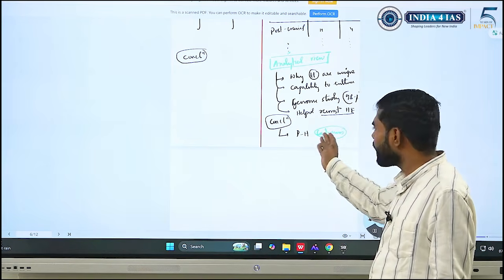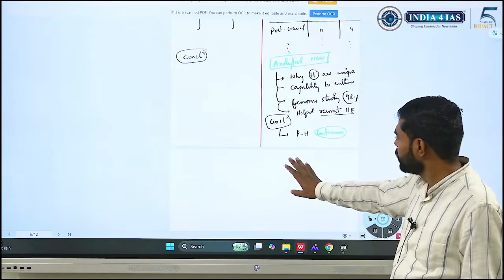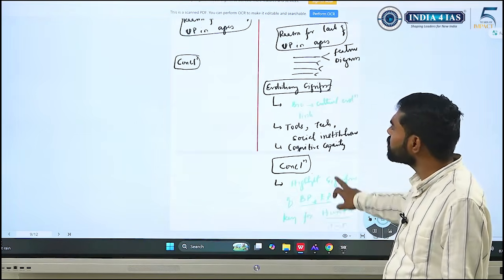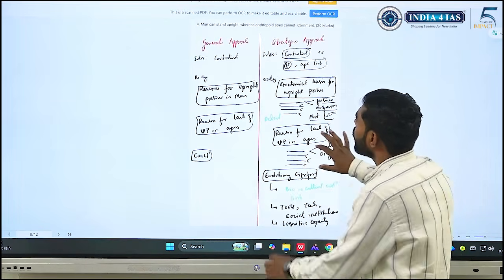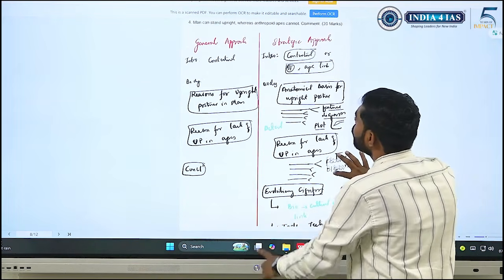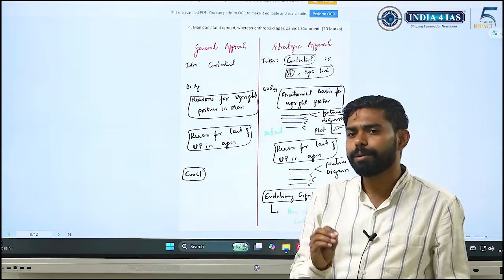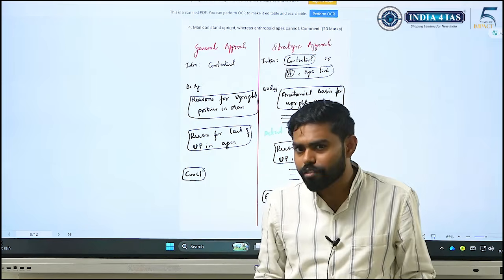And conclusion, like I said, whenever it is a question about primates and humans, you should always conclude with: primates and humans form a continuum. Based on the context, you can just tweak or elaborate it. So now coming to the next question: a man can stand upright, whereas anthropoid apes cannot. So this question is directly coming from which aspect of the syllabus? It is about bipedalism and erect posture of humans.